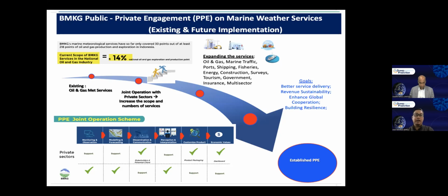So this is the best practice for how we connect to the stakeholders in the private sector. Now BMKG has already started public private engagement on the marine water services. For example, right now we can only cover around 40% of the users. So now with this PPA joint operation scheme with some private sector, we provide the data, and the private sector can customize, can monetize the services, and can reach the user, and of course the accuracy and the quality of the service, and can expand to all the multi-sectors: oil and gas, marine traffic, port shipping, insurance, and also tourism, etc.